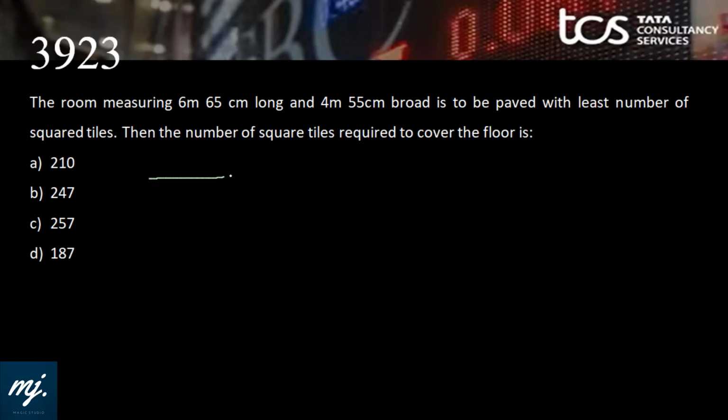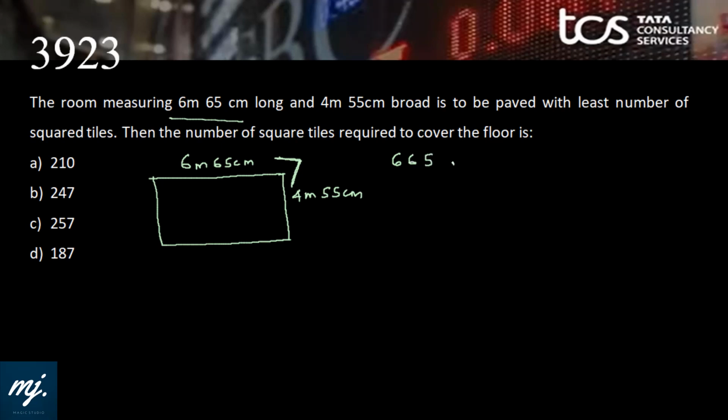A room measuring 6 meter 65 centimeter by 4 meter 55 centimeter broad needs to be paved with the least number of square tiles. Then the number of square tiles required to cover the floor is? For this, what we require is the HCF of length and breadth. 6 meter 65 centimeter is 665 centimeter and 4 meter 55 centimeter is 455 centimeter. We need the HCF of these. Let us use the traditional method of HCF.